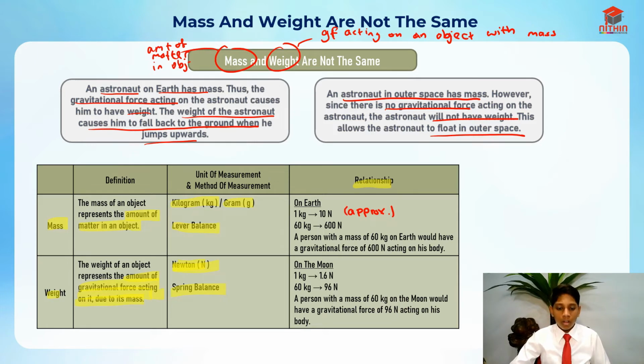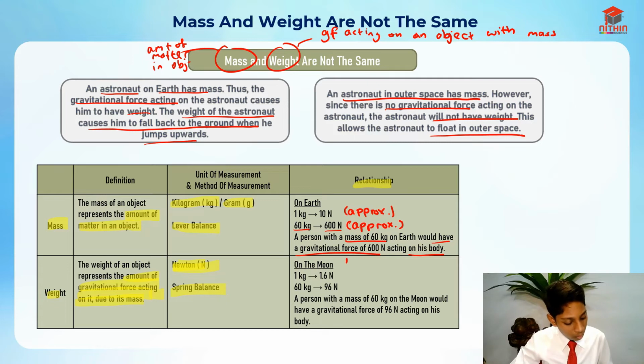Approximately 10 newtons on Earth, and 60 kg is 600 newtons, okay? If 1 kg is equal to 10 newtons, 60 kg should be equal to 600 newtons, right? So a person with a mass of 60 kg on Earth would have a gravitational force of 600 newtons acting on his body, okay? On the moon it is totally different.